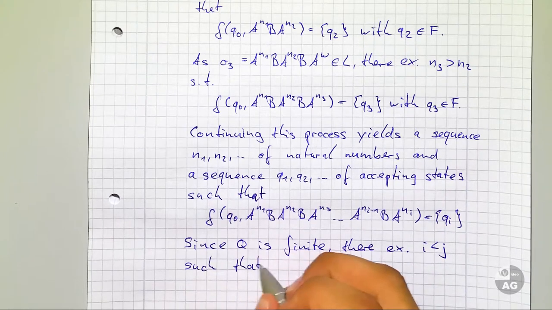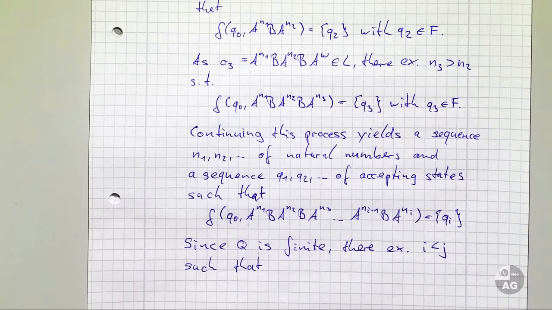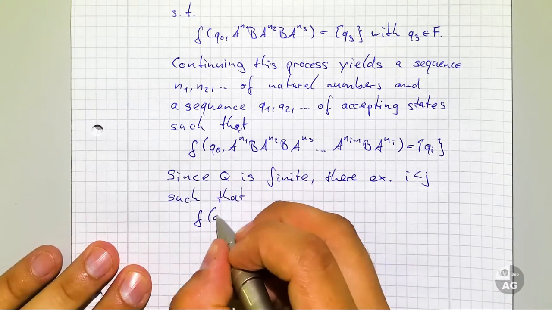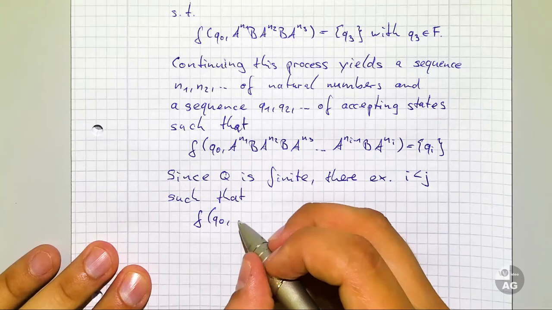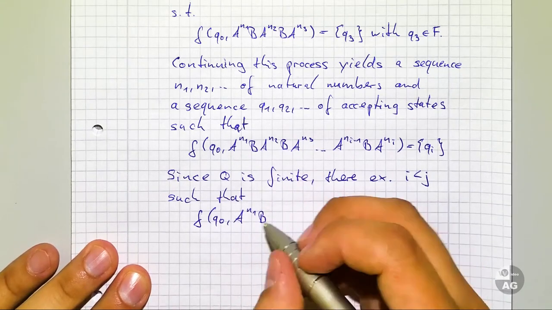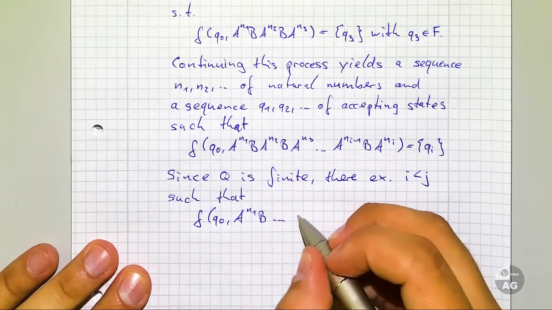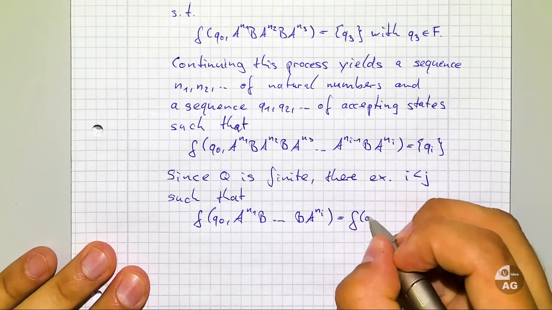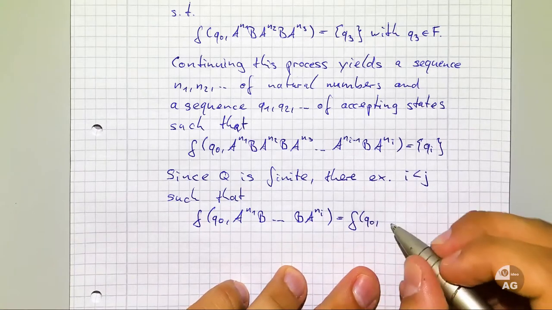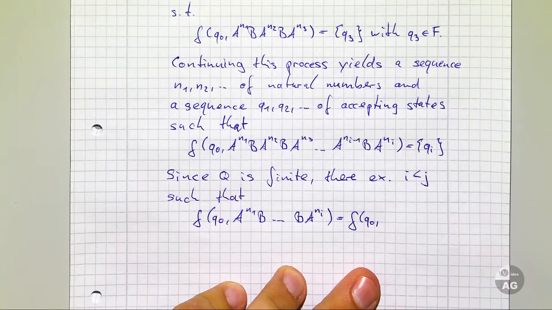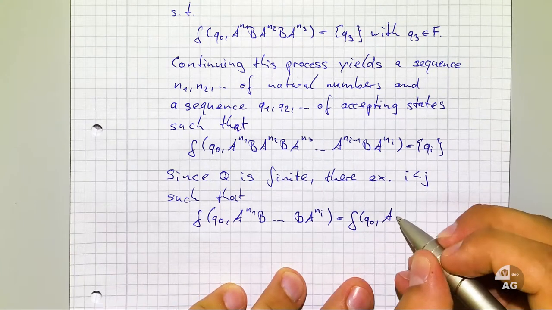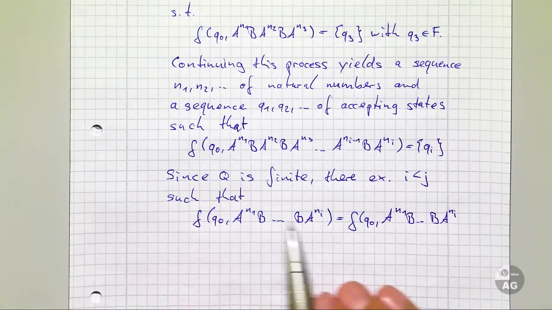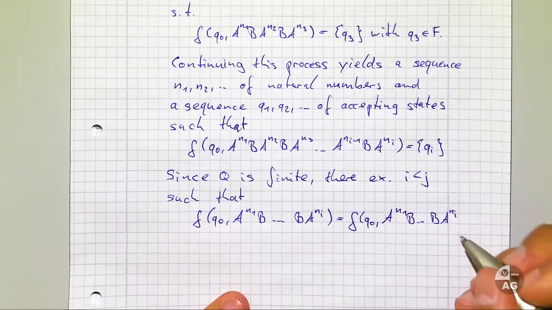Well, not two positions in the word, but rather two positions in the sequences of natural numbers and states, such that reading from Q0 the prefix a^n1, then a b, and so on, b, a^ni, leads to the same accepting state as reading the different word that goes until nj, so a^n1, b, and so on, b, a^nj, right? So this is up until now, it's this word, but we're going to put something behind that.